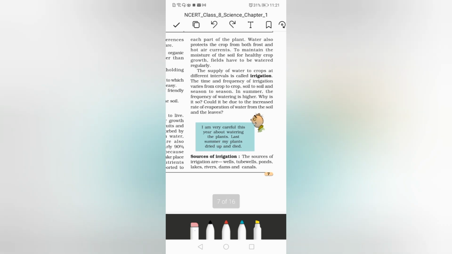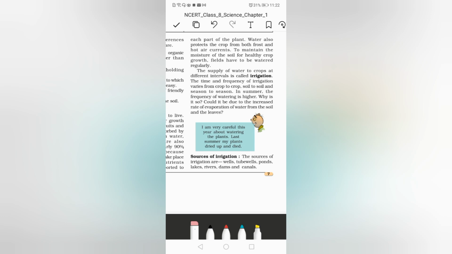Okay, this one's important. The supply of water to crops at different intervals is called irrigation. This is the definition of irrigation. I hope that's clear. Now, for one more 2 marker that might come, what is irrigation? The supply of water to crops at different intervals is called irrigation.